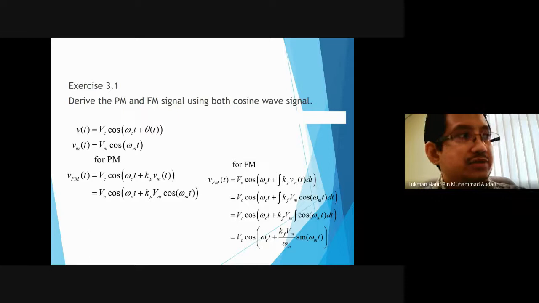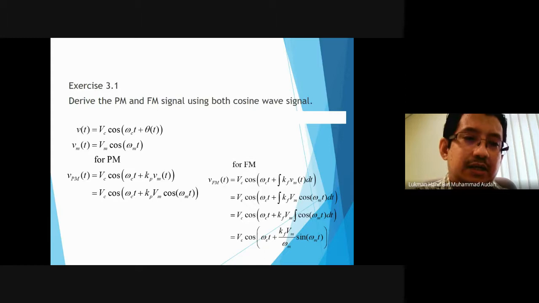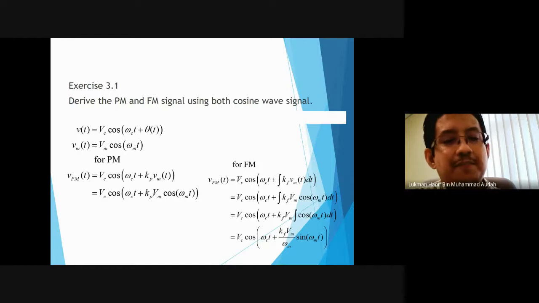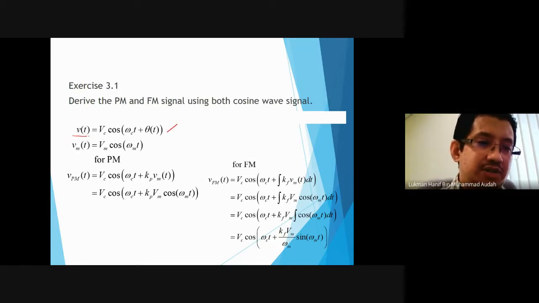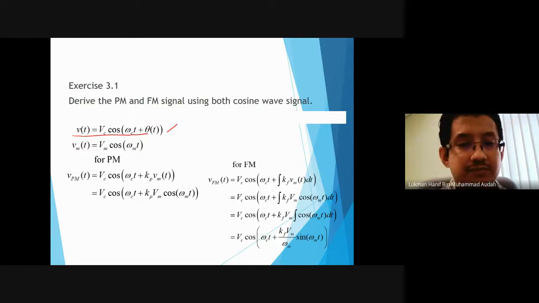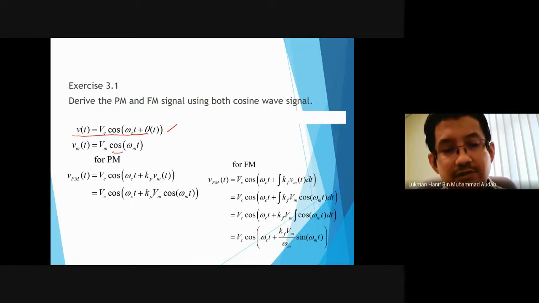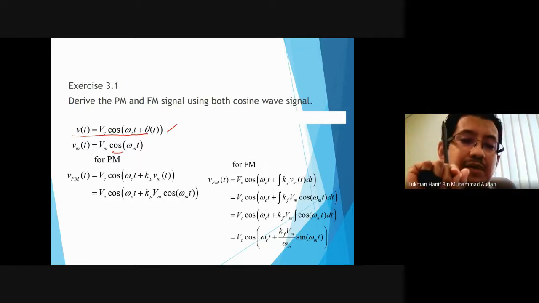So now this example, if you see from this example, dia gunakan cosine untuk terbitkan persamaan FM dan juga PM. Kalau you lihat di sini you are given this parameter VT. This is a general equation. So now general equation digunakan cos. Ini general equation. And then you are given VMT also in cos. So the question asks, terbitkan persamaan PM and also define the equation for FM.